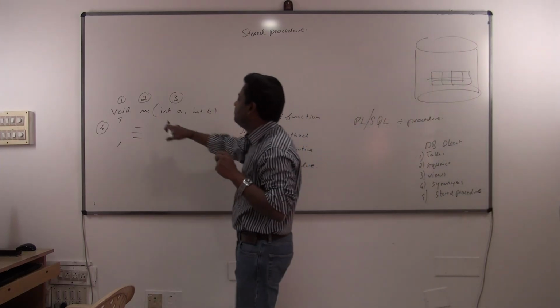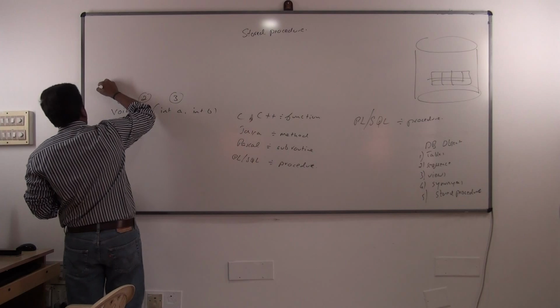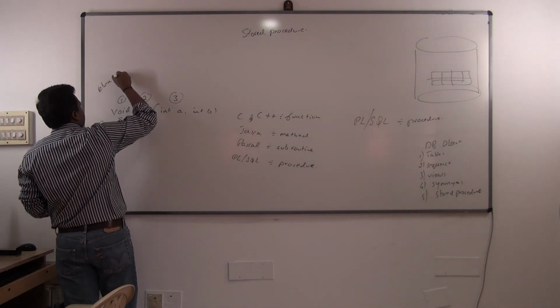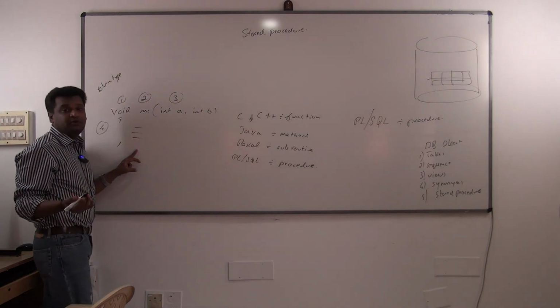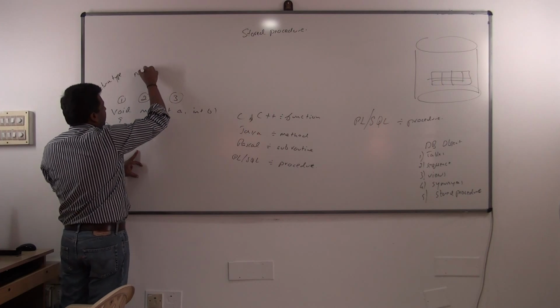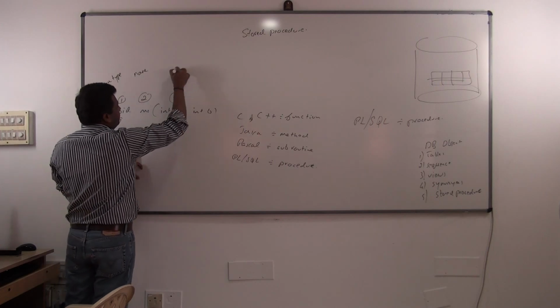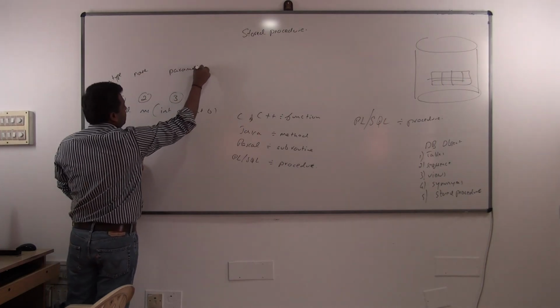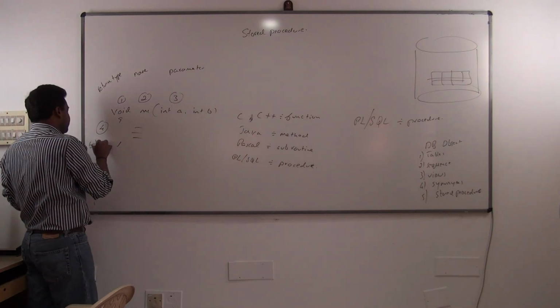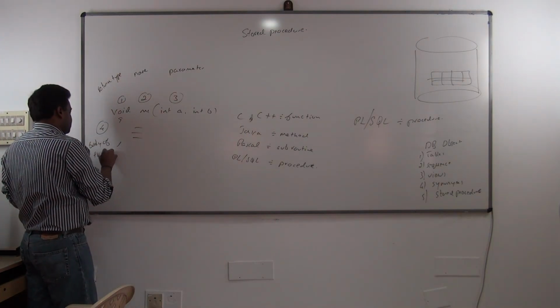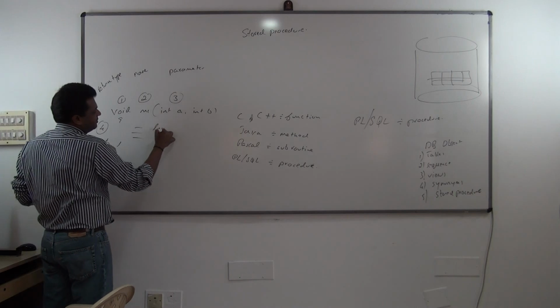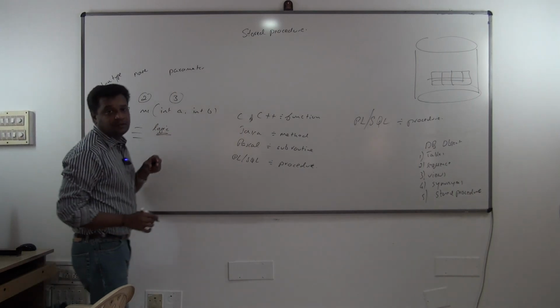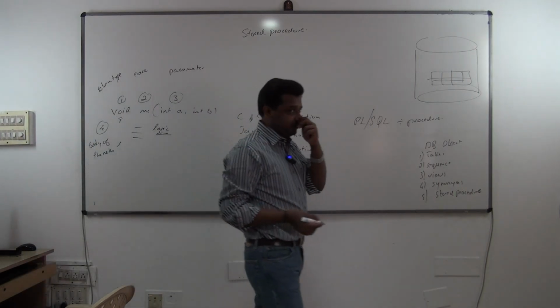One is return type, 2 is name. Return type of the method means after the execution of the logic, what will it return? Second one is name. Third one is parameter. Fourth one is body. Body of the method we say. Logic will be there inside it. Understood? So first we have to understand how to write a procedure.